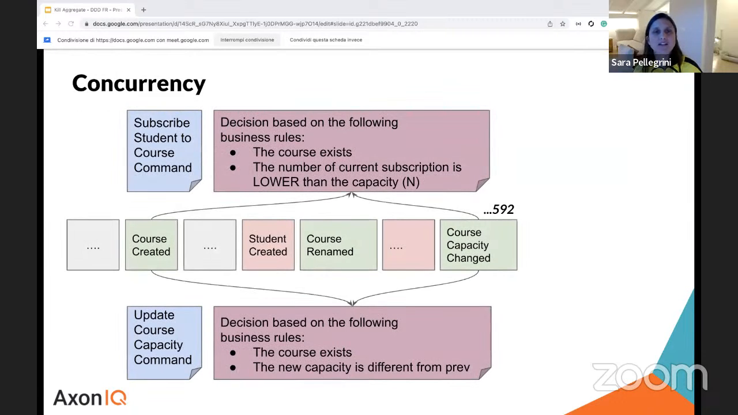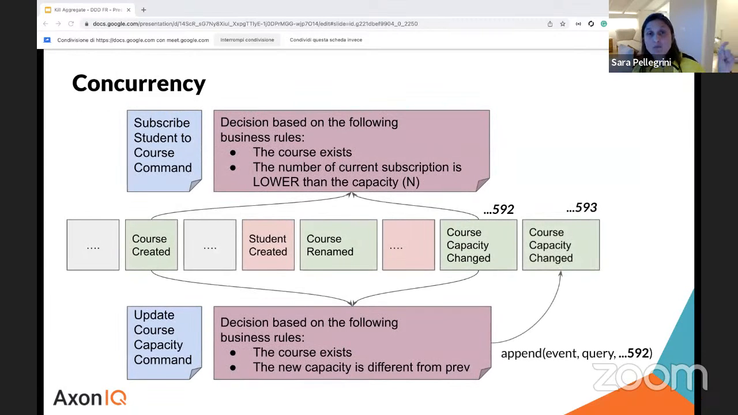Let's go back to the practical example. The first block to invoke the conditional append is the update course capacity command handler. Since the last event it loaded was number 592, the event store checks that at the time of the append, there are no events after 592 that would have been part of the query. And since there is none, the append is accepted.